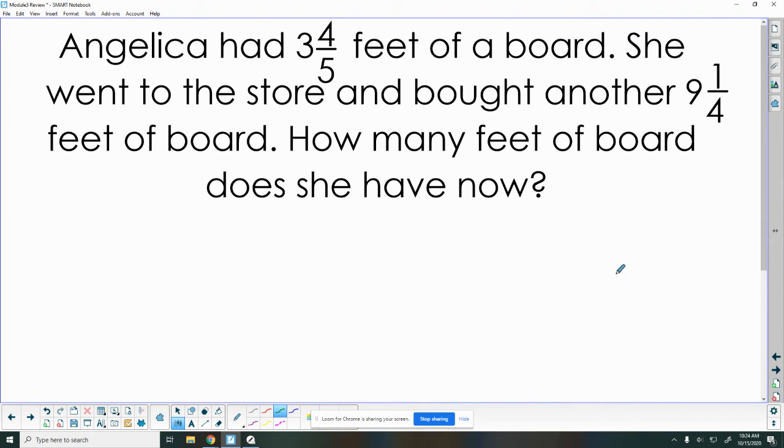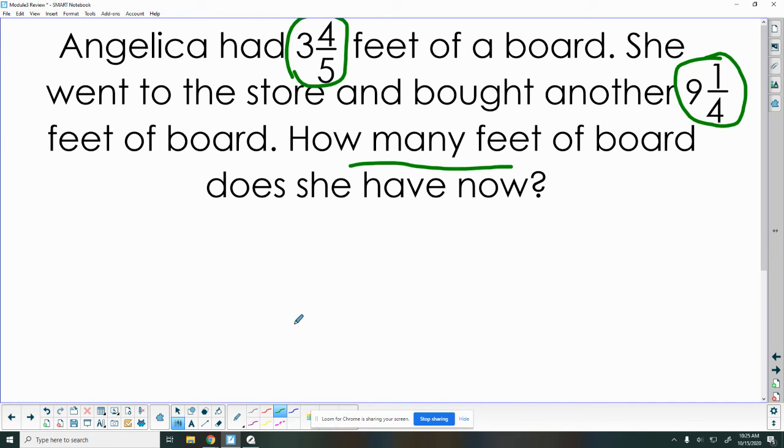Hey, Angelica had 3 4/5 feet of a board. She went to the store and bought another 9 1/4 feet of a board. How many feet of a board does she have now? So she had 3 4/5. She bought another 9 1/4. How much does she have now?